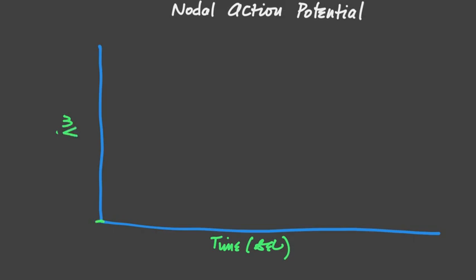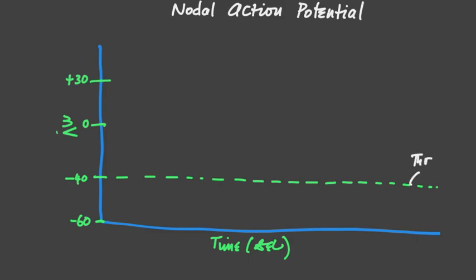Let's make a few important points. Minus 60 millivolts, minus 40 millivolts, 0 millivolts, and plus 30 millivolts. The minus 40 millivolts is important because it is the threshold voltage. If you remember, the threshold voltage is the minimum voltage needed to trigger an action potential.